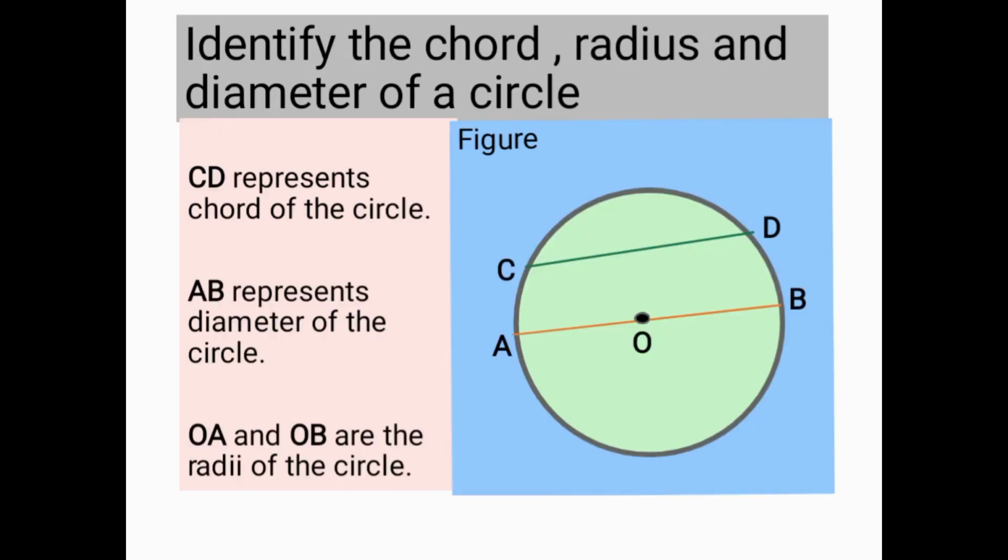Question 2. Identify the chord, radius and diameter of a circle. CD represents chord of the circle. AB represents diameter of the circle. OA and OB are the radii of the circle.